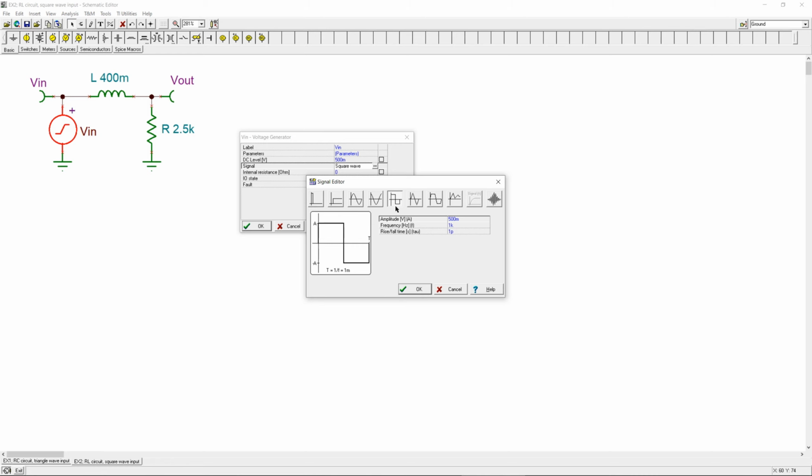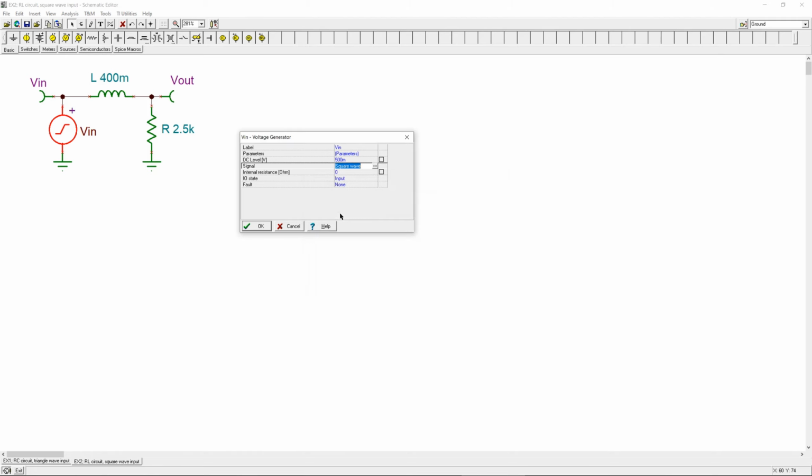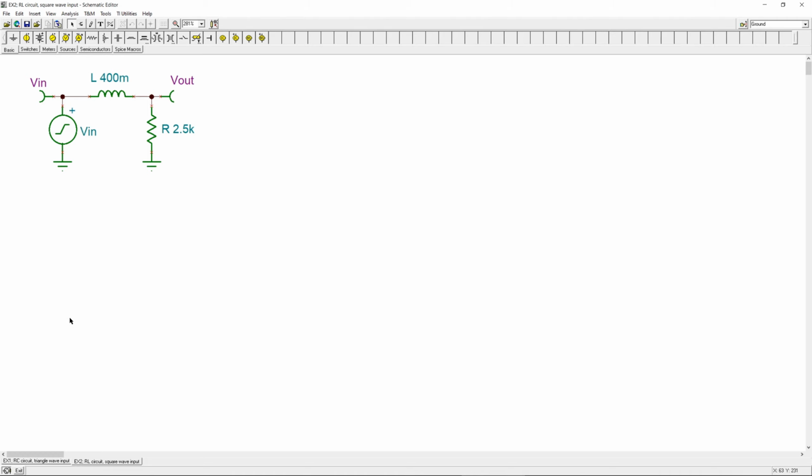You can also choose a different waveform, but I have just square. This is the amplitude, this is the frequency, and this is the rise and fall time. This is the DC level value, because if I set this to 0, I will have a symmetric waveform. Of course, I won't have a waveform starting at 0; I'll have an amplitude of 1 and a period of 1 millisecond. Okay, that's my value for the input.